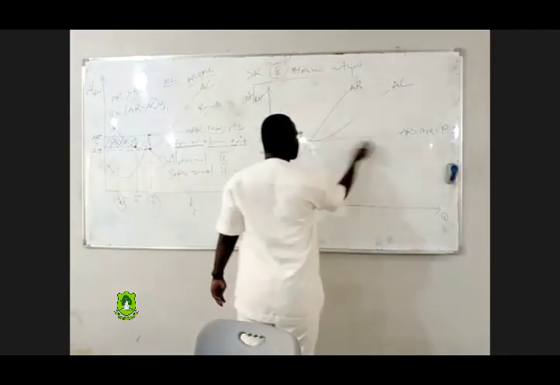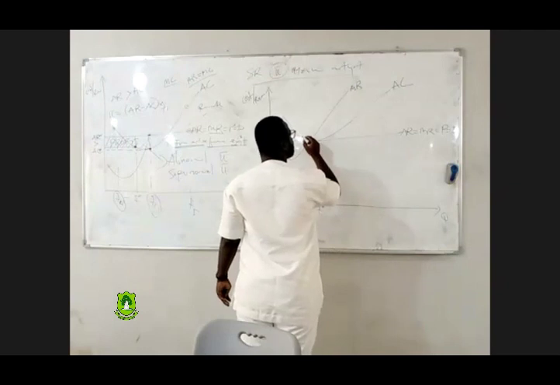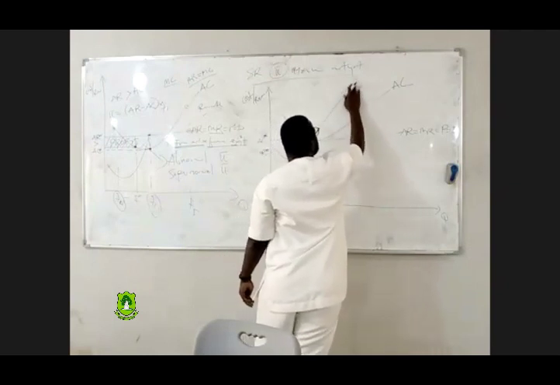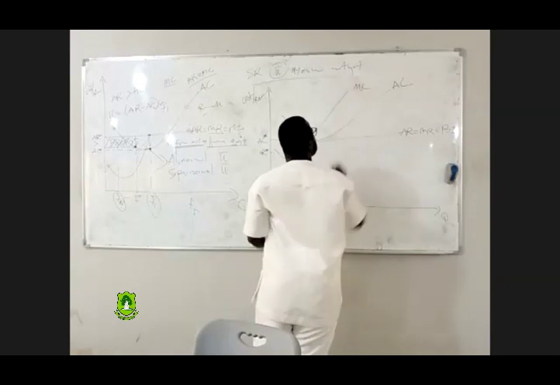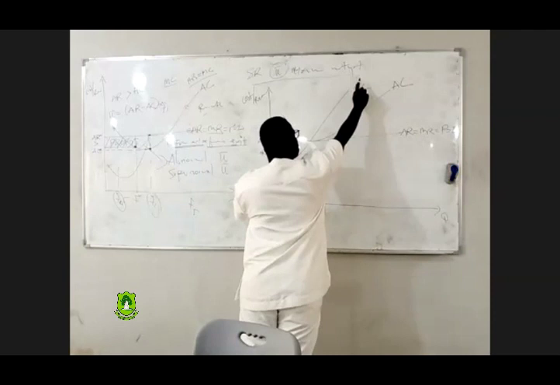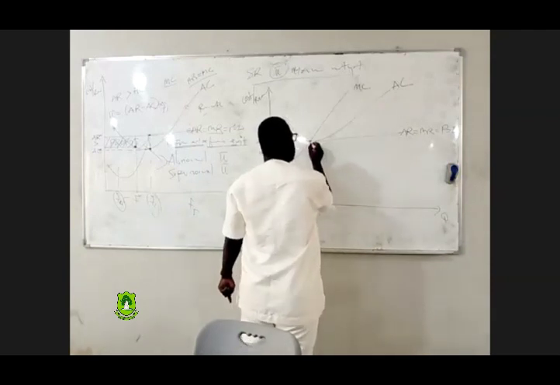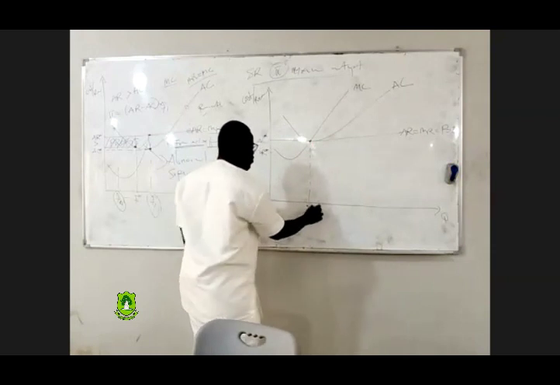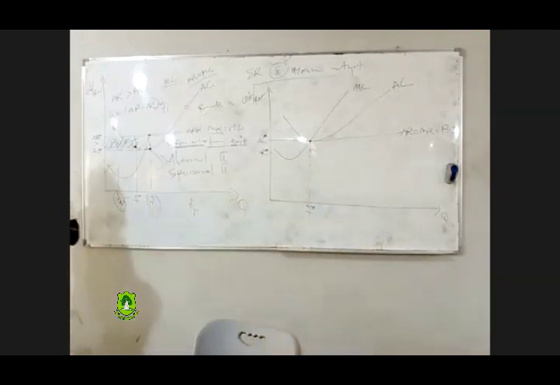This is our marginal revenue, okay? And this is our marginal cost. They meet at this particular point. Is that not it? At that particular point, what is the profit and what is the loss?